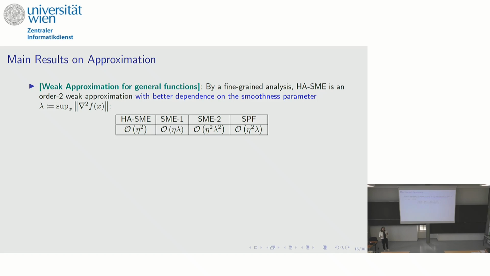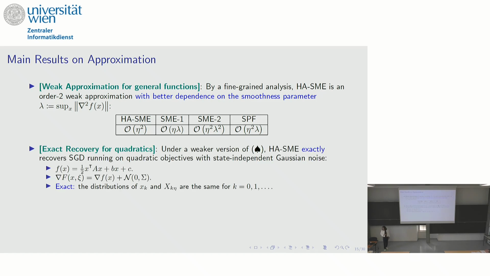And this sort of explains why many of these existing SDEs do not really capture the escaping behaviors, because they do not really approximate SGD well enough. And also, more interestingly, we've shown that if we're looking at quadratic objectives, then this SDE actually will exactly recover the iterates of SGD. Okay?